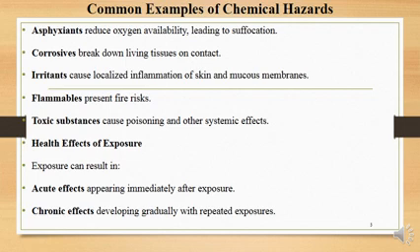Health effects of exposure. Exposure can result in acute effects and chronic effects. The acute effects appear immediately after exposure, while the chronic effects develop gradually with repeated exposure. So with acute effect, you can see the immediate effect after exposure, while the chronic one is an accumulated one. It will accumulate before you start seeing the effect on the individual.